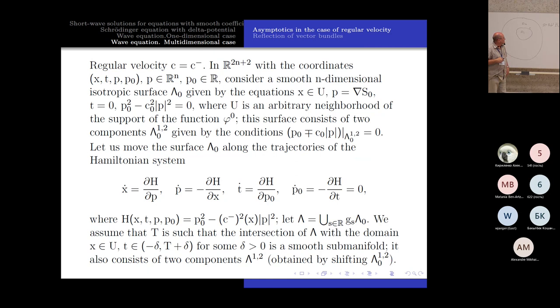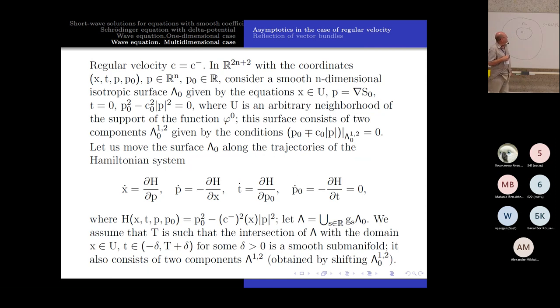Okay, so now for this case, I have to construct the corresponding geometrical object. First of all, I will remind what happens if we don't have any singular dependence on epsilon. If our coefficient depends only on x, doesn't depend on epsilon, so a completely smooth function. In this case, again, we have to consider the extended phase space with coordinates x, t, p, p naught, and we have to consider, first of all, the initial isotropic surface, just the same as in the previous example, which is defined by the equations p equals the derivatives of the initial function S naught.